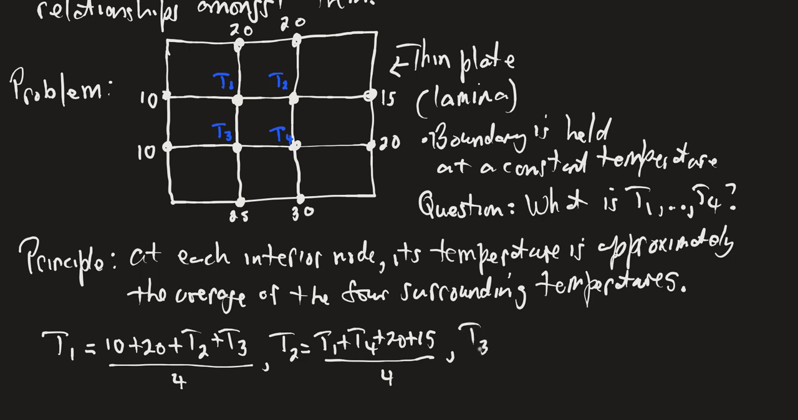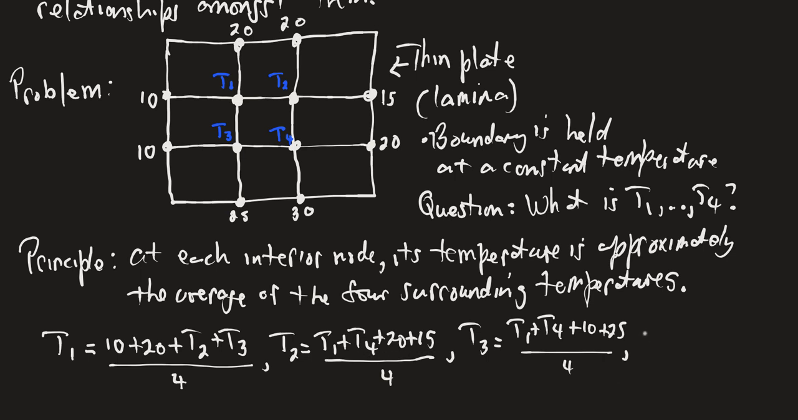For T3, the 4 surrounding points are T1, T4, and then we have a 10 and a 25. So T3 is approximately equal to T1 plus T4 plus 10 plus 25 divided by 4, right? Now, I know I am writing the equal sign, but that's why I keep saying approximately equal, right?